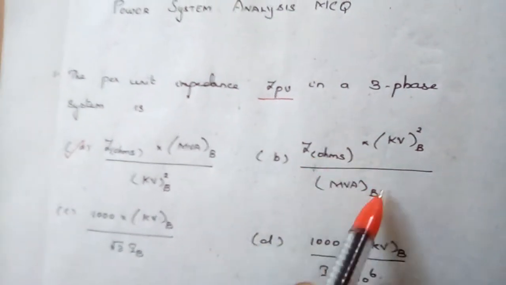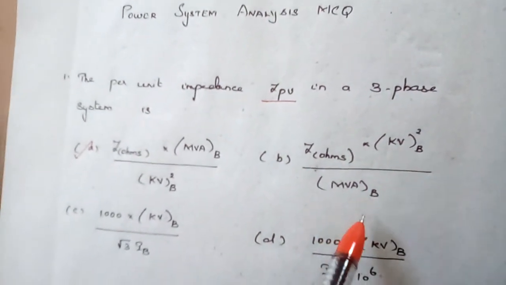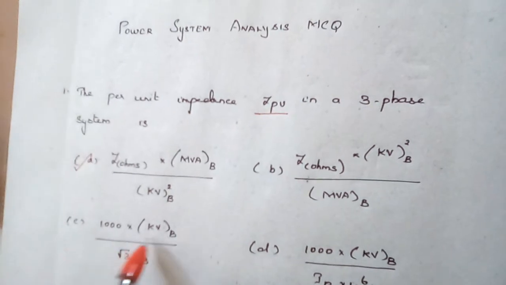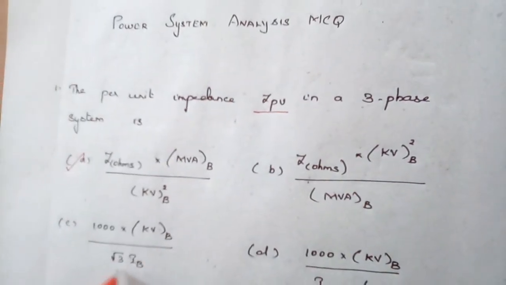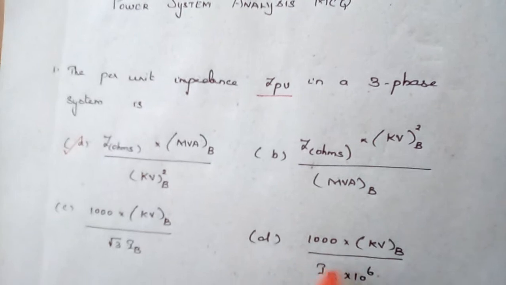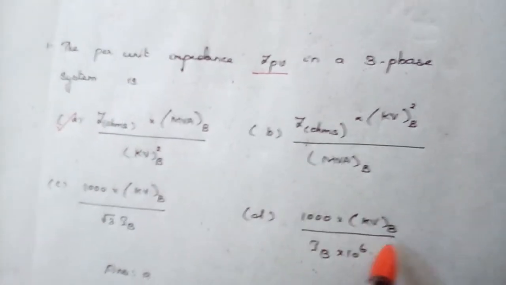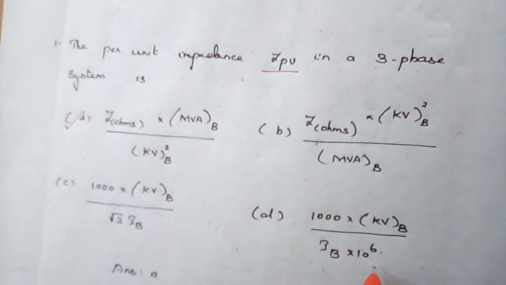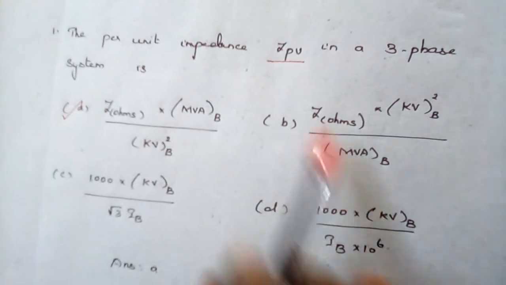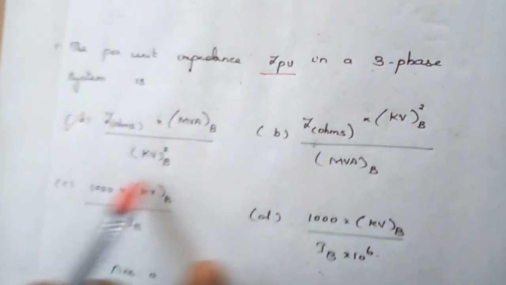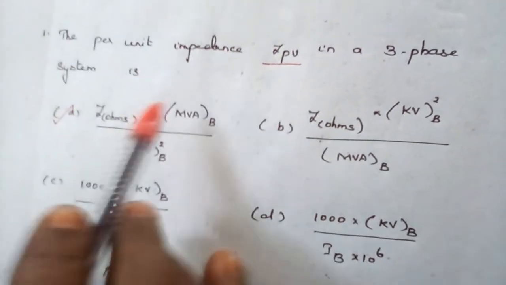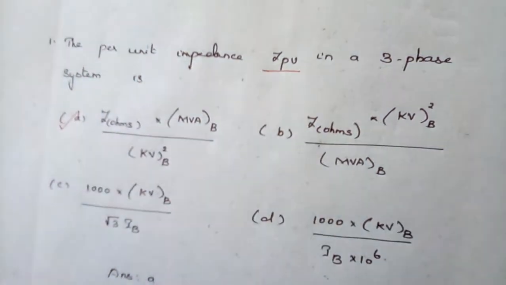Here in B it is given as kV square by MVA base, and here it is given as kV base divided by root 3 IB, and here it is given as 1000 kV base by IB into 10 power 6. So instead of all those, option E is the correct answer for the first question, right?